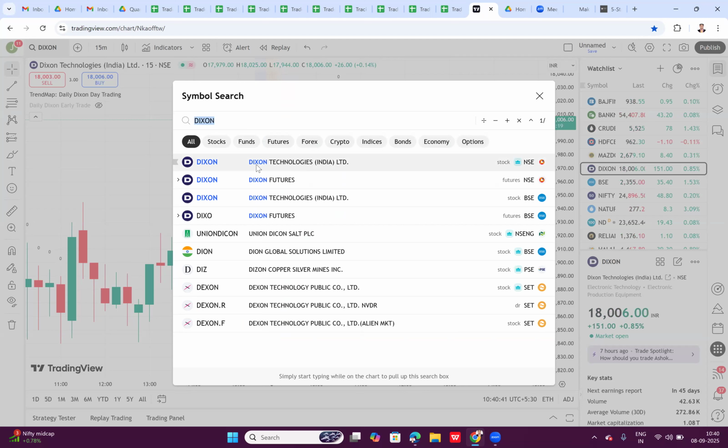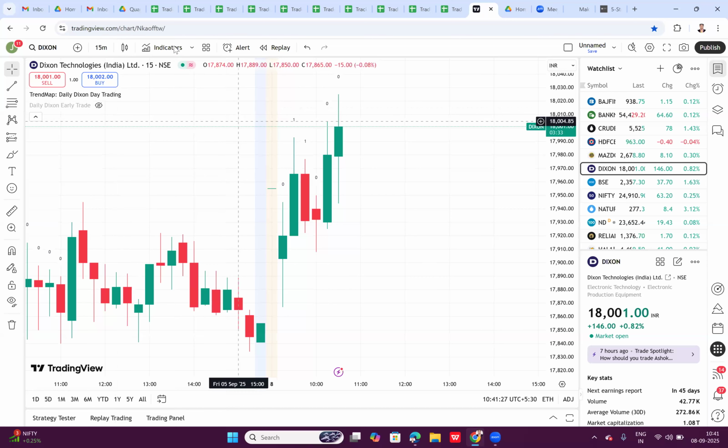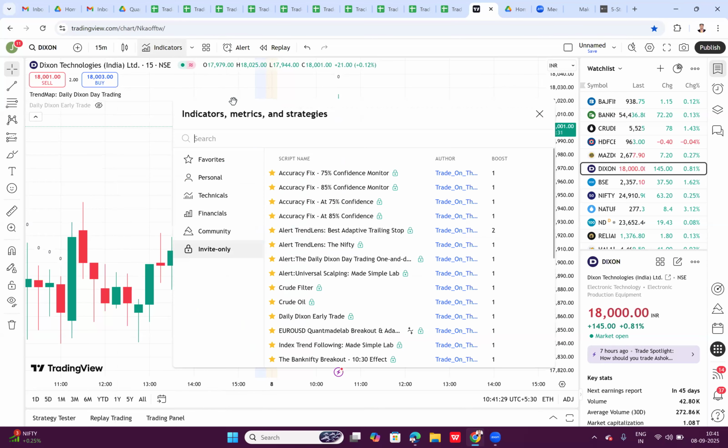This indicator is based on the 15-minute time frame, so we have to select 15 minutes. Always open the chart in normal candles, the normal candlestick pattern. We apply the Dixon daily trade indicator and the Dixon daily early trade indicator if anyone wants to trade in cash. But if anyone wants to trade in Dixon future or option, then we always select only the Dixon daily day trade indicator.